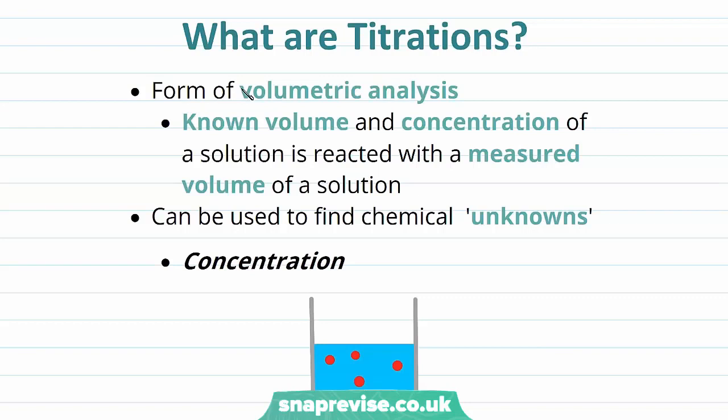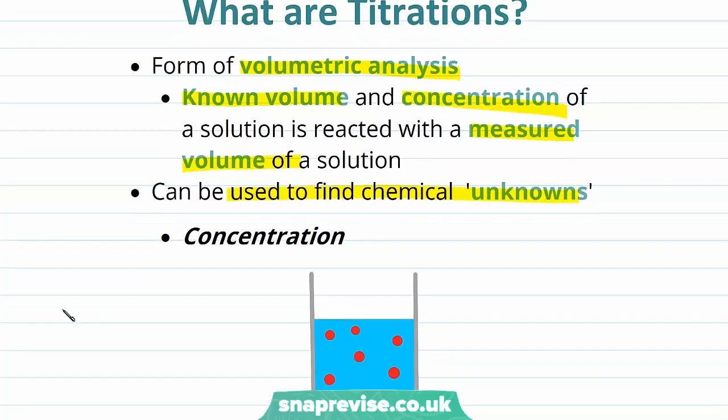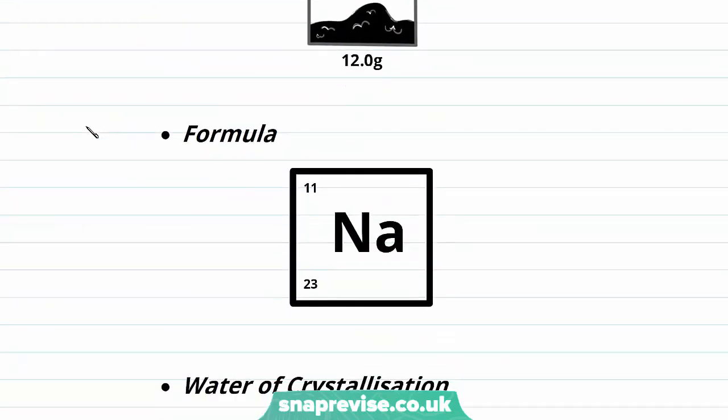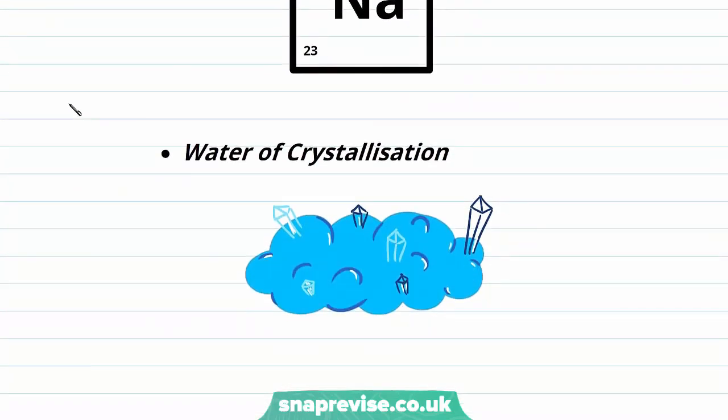Well, titrations are a form of volumetric analysis, where a known volume and concentration of a solution is reacted with a measured volume of a solution. The results of the titration can be analysed and can be used to find chemical unknowns. These unknowns can include concentration, molar mass, formula, and water of crystallization.